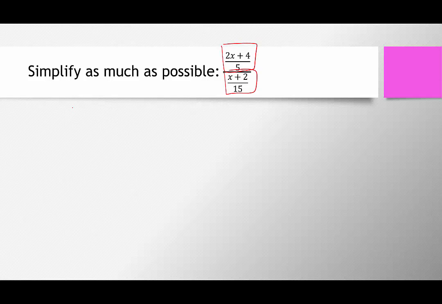So the first thing I'm going to do is rewrite it using the division sign. So (2x plus 4) over 5 divided by (x plus 2) over 15. Now I can rewrite it as (2x plus 4) over 5 times 15 over (x plus 2). Now I want to see if I can pull out any common factors. However, I do have a binomial that I think I can factor. 2x plus 4, there's a GCF of 2. So I can rewrite this as 2 times (x plus 2).